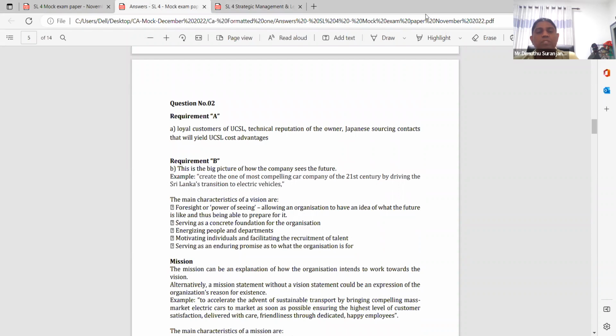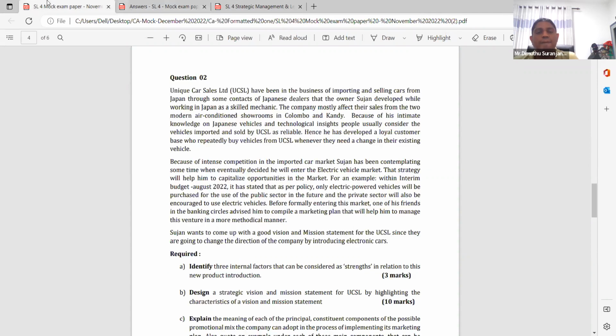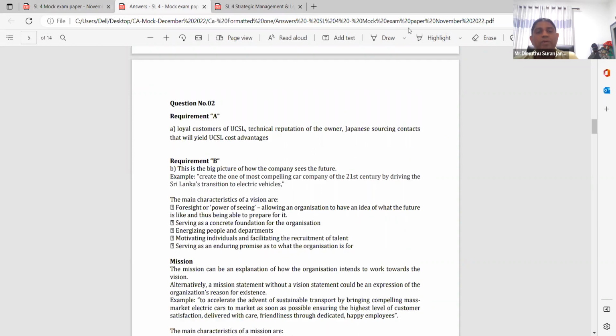Loyal customers of UCSL, technical reputation of the owner. Yes, now we get that intimate knowledge of Japanese vehicles. That point actually. Technical reputation of the owner, Japanese sourcing contacts. Same 3.95, Japanese sourcing contacts. Have I identified the same in the exam, guys? No. It's easy. Strengths. Only 3 need to be identified.